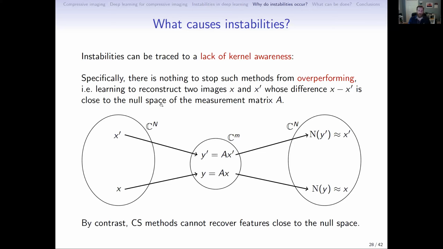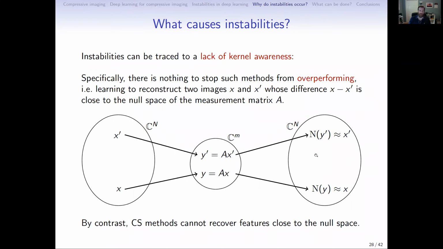When you do training, it's very hard to avoid the following scenario. Suppose I have two images, X and X primed, and think of these as being distinct, far apart. But when I project them into the measurement space, they give measurements that are nearly the same. So Y and Y primed are close together. Y and Y primed are what I'm going to see when I want to perform the reconstruction. So it shouldn't be possible to recover X and X primed accurately from the measurements I see, because the measurements are close to each other.